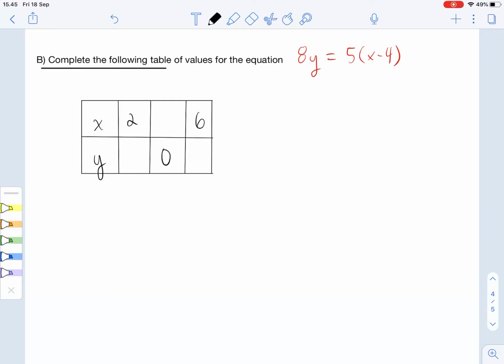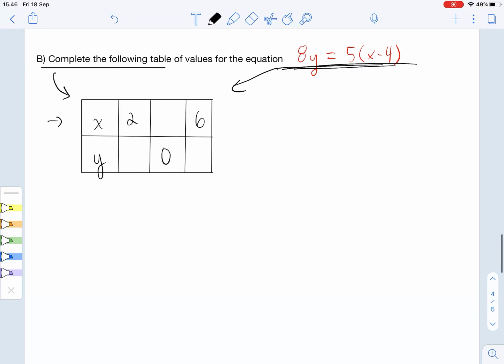We're going to be completing a table given a few of the x and y values, and we are told that this is the equation that they used for this table. All right? So, I'm going to start here in my x column here, okay?